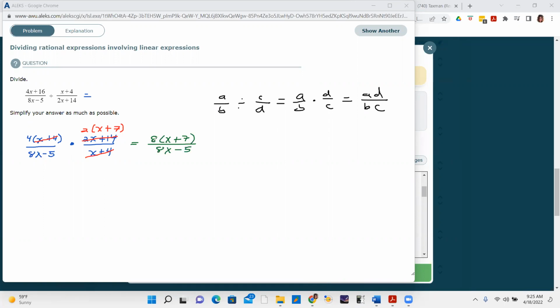Notice you cannot cancel the 8s. Can't cancel the x's, right? There are 2 factors on top and really just 1 factor, because you could multiply this whole thing by 1 of 8x minus 5, right? These are 2 terms here. We cannot cancel terms.